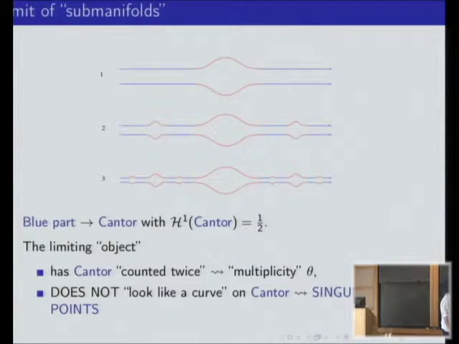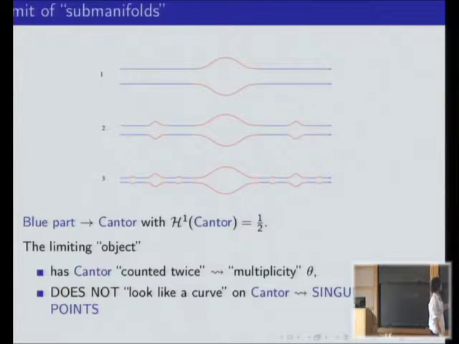The other thing is that now the Cantor set is totally disconnected. So whatever point you pick on the blue Cantor set in the limit, if you look in a small ball around this point, what you are going to see is not a smooth curve. It's not a smooth curve counted two times. It's just nothing that you can call smooth because of these red parts coming together from above and below. And you have these red parts at any small scale around the point because the Cantor set is totally disconnected. So there's no way you can describe your limiting set as a smooth object in the limit.